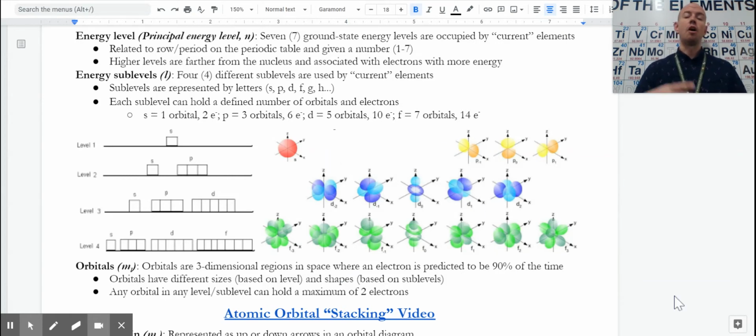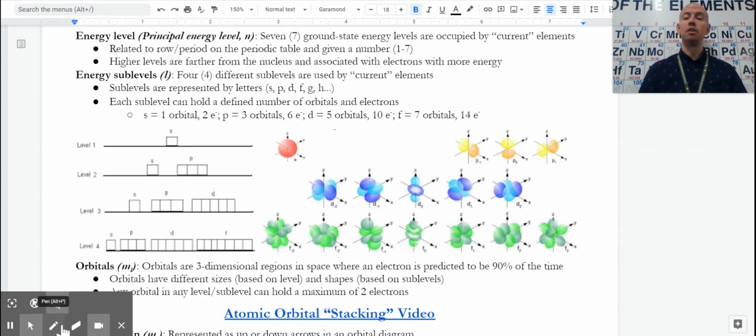These orbitals are the 3-dimensional area in space that describes the probable location of the electron 90% of the time. So there's a lot of qualifiers there, but we'll say this is basically where that electron or electrons are zipping around. Each orbital, whether it's an S, a single one of these P, any one of these D, or an F, can only hold 2 electrons.